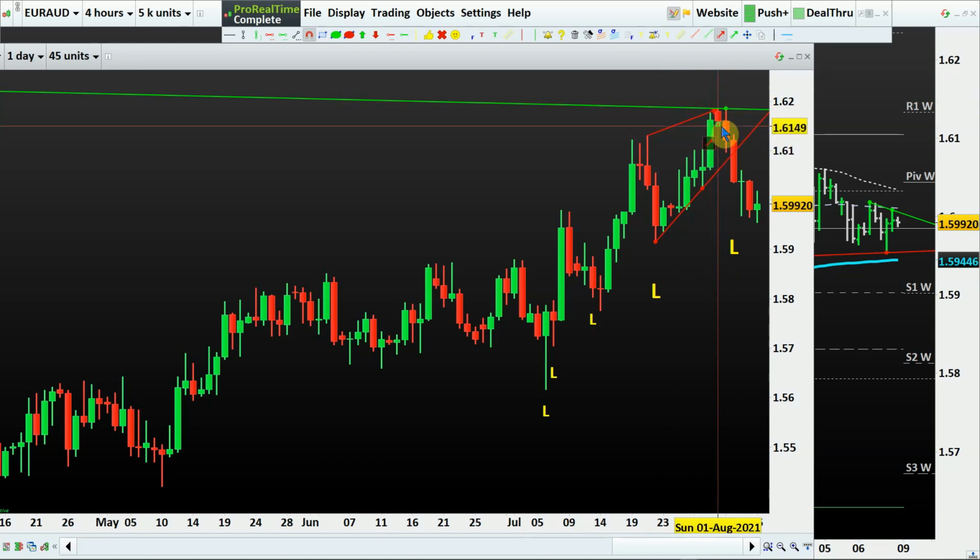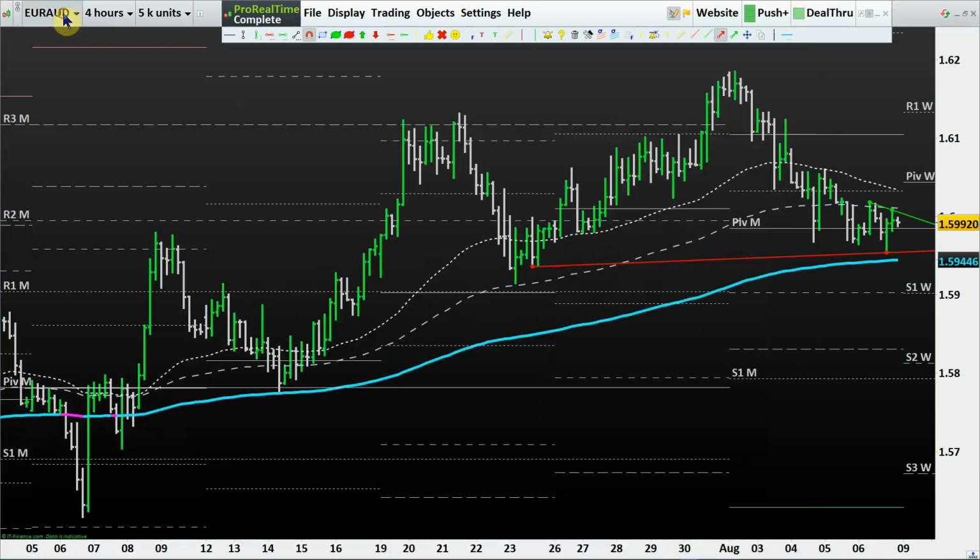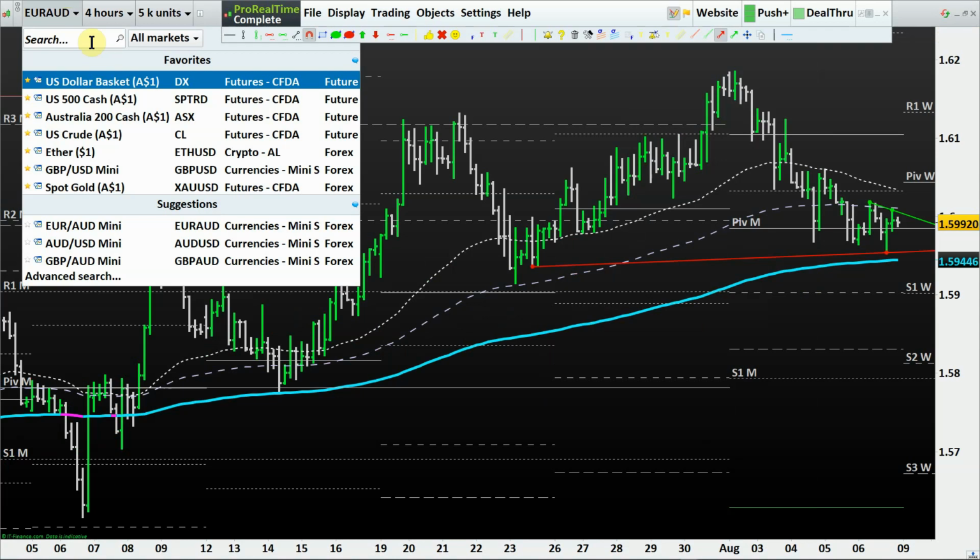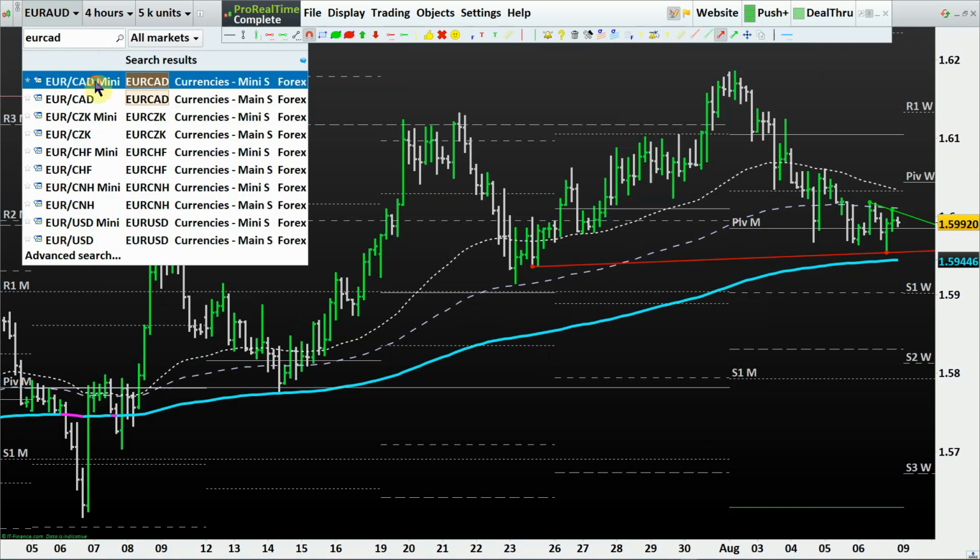So, my analysis for the previous short, basically, I'm scaling in. I'm already entered a short here. Sorry, that's it. Maximum of 50 to 60 pips. Okay, very good. We'll go to the next one, EuroCAD.